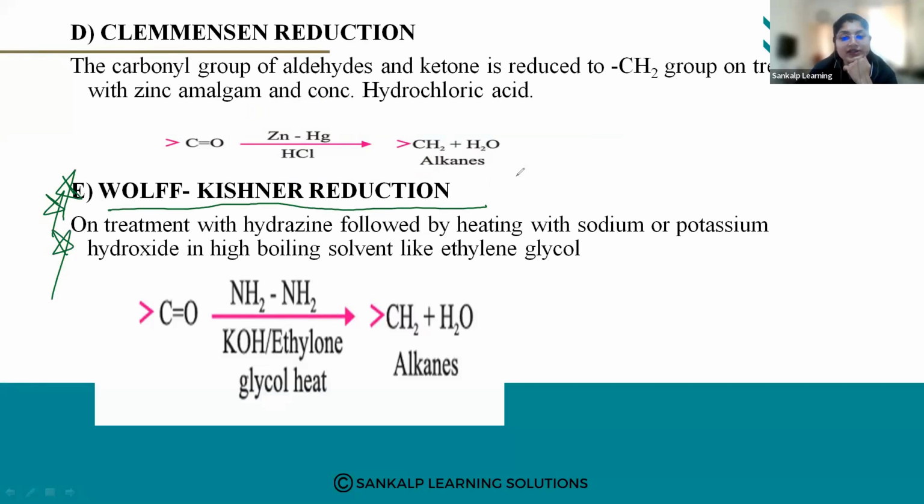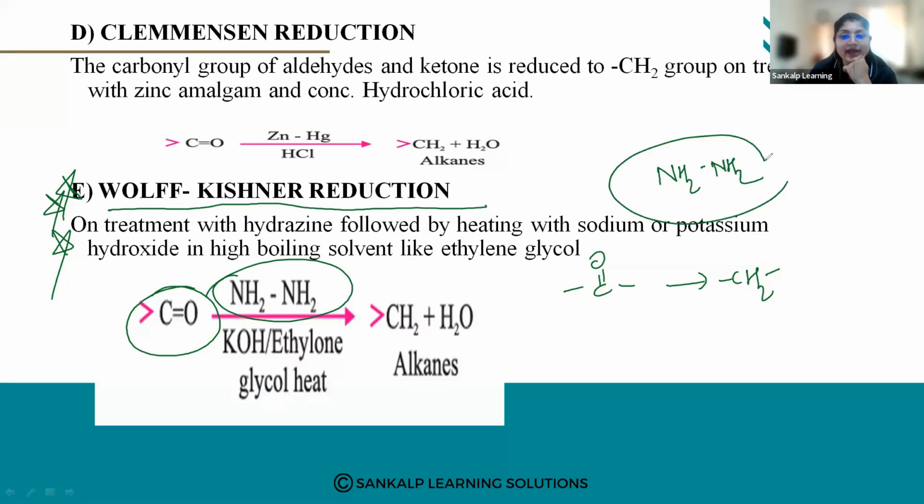So this is also a reduction reaction. In Wolff-Kishner reduction, again we are converting our carbonyl group, C double bond O, to alkanes, the CH2 group. We treat it with hydrazine. What is hydrazine? NH2 NH2 is hydrazine. Hydrazine, followed by heating with potassium or sodium hydroxide.